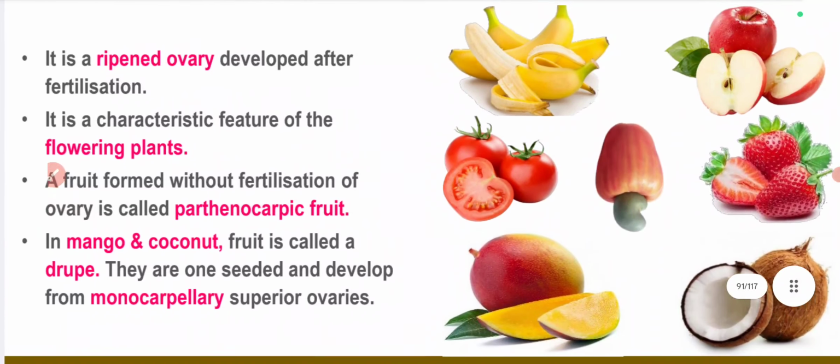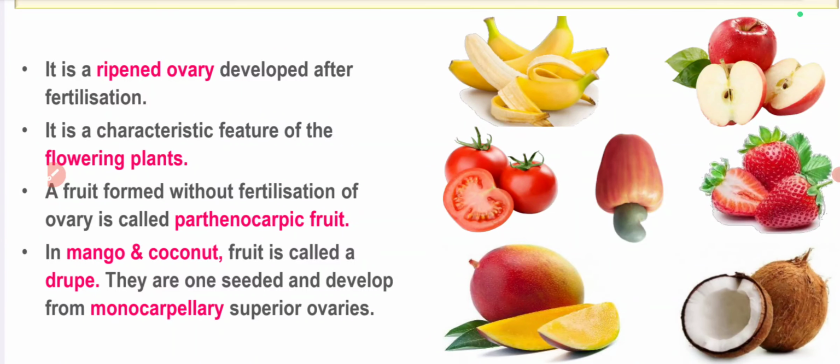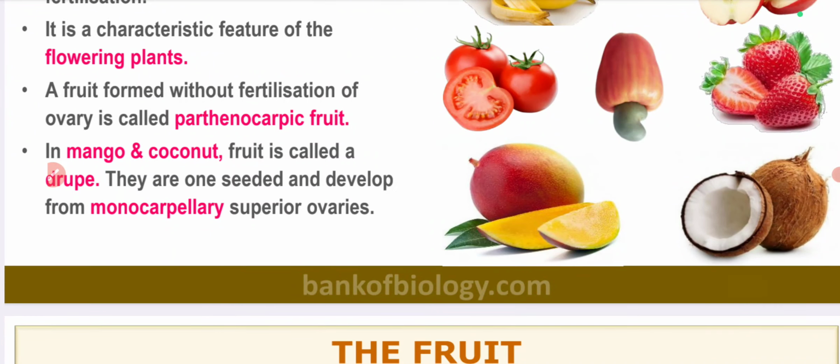An example is banana. Banana is a parthenocarpic fruit. In mango and coconut, the fruit is called a drupe because they are one-seeded and develop from monocarpellary superior ovaries.